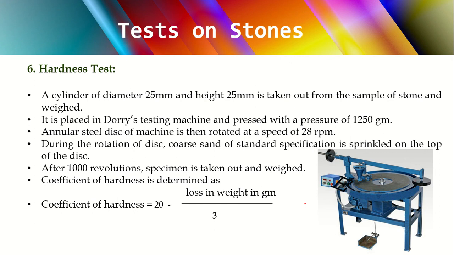Now take the weight of your specimen. Let it be W2 grams. What was W1 grams? The initial weight of the cylindrical stone sample. Now determine the loss in weight. How do you determine it? W1 minus W2. So our coefficient of hardness is given by the formula 20 minus loss in weight, which is W1 minus W2 by 3.